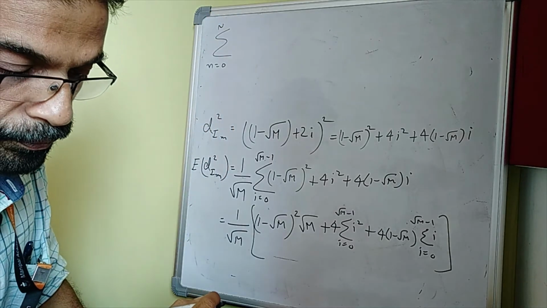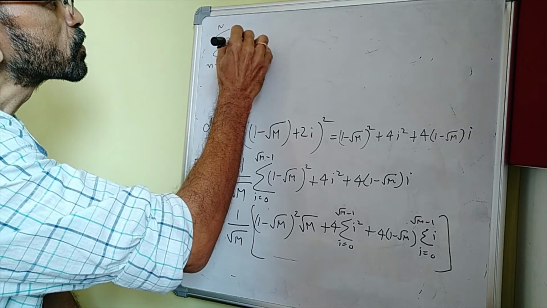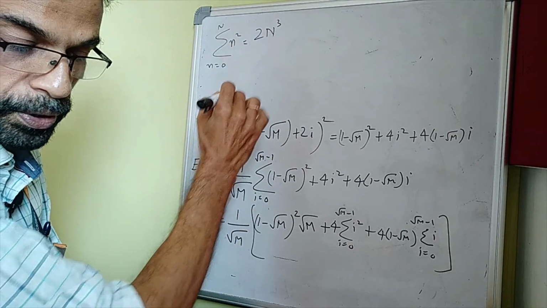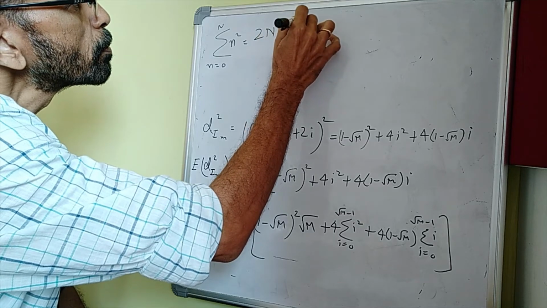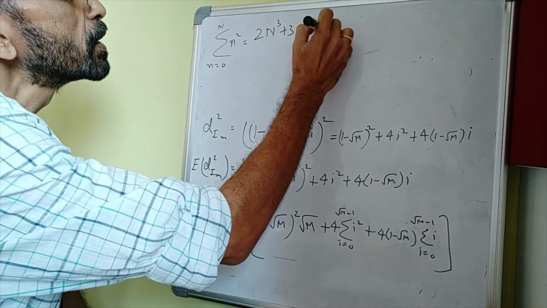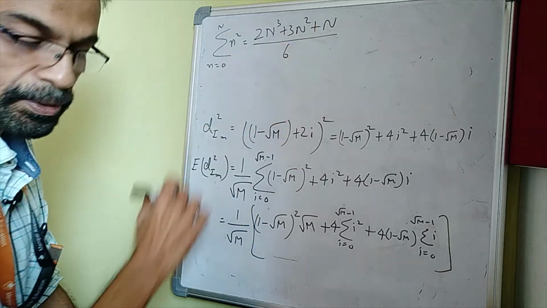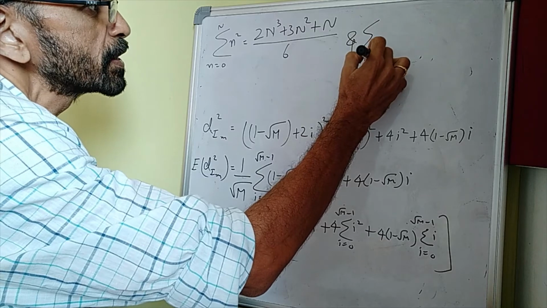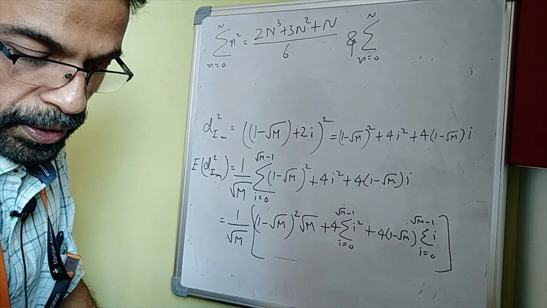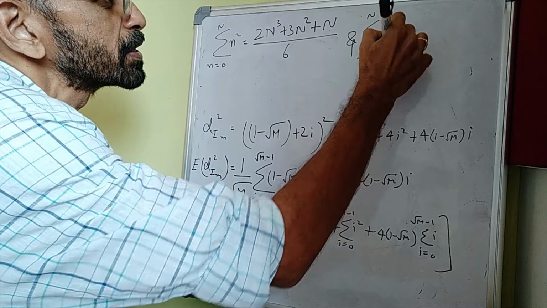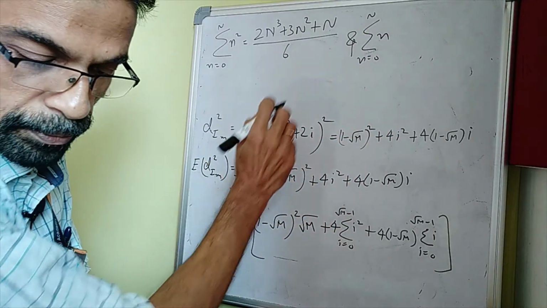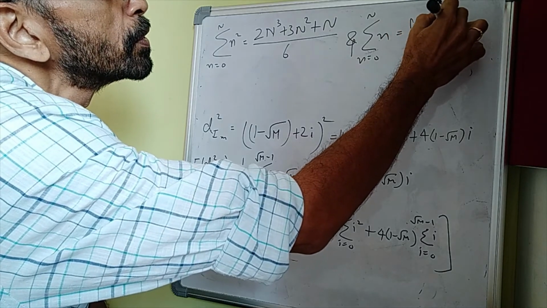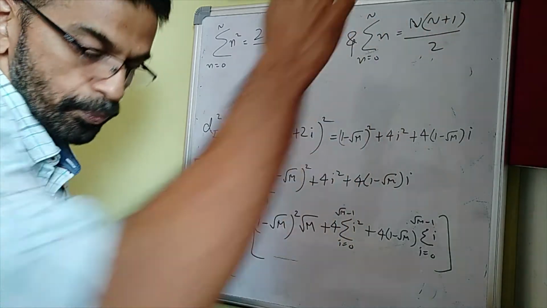The first standard result is that we know that the summation from n equals 0 to n of small n square is equal to (2n cube plus 3n square plus n) divided by 6, and we also know that the summation of n is equal to n into (n plus 1) by 2. These are standard results. Of course, as I said, it can be derived, especially this one can be easily derived. This will take some time.